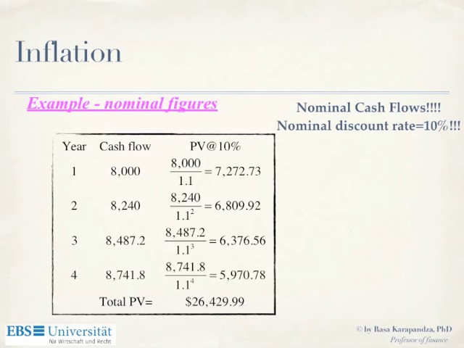So, to give you an example, imagine you have the following cash flow stream in nominal terms, in dollars, $8,000, $8,240, etc. And let's say that something equivalently risky is offering you 10% per year in nominal terms, not adjusted to inflation. Then you just discount these nominal cash flows with nominal rates, and you get the total present value.